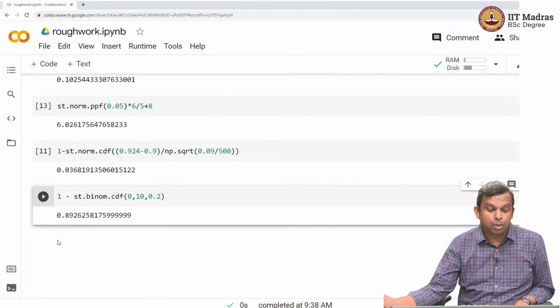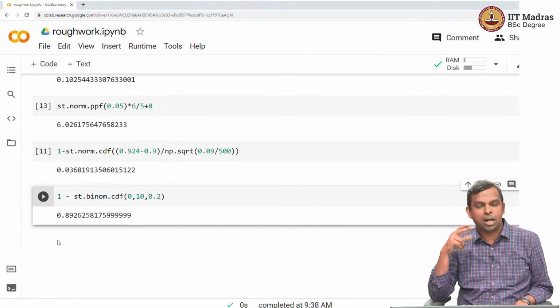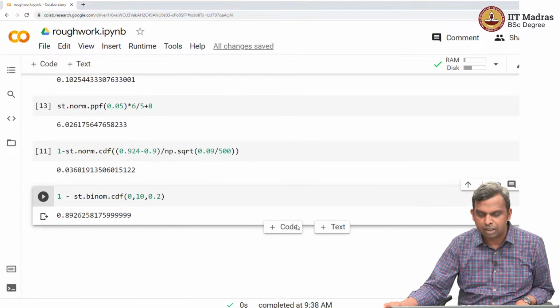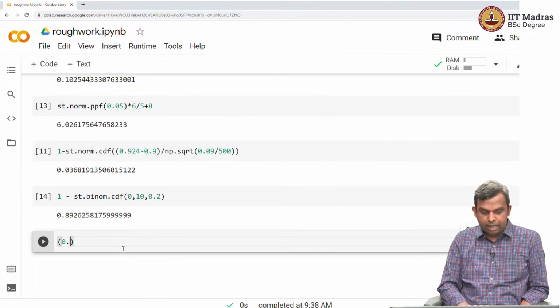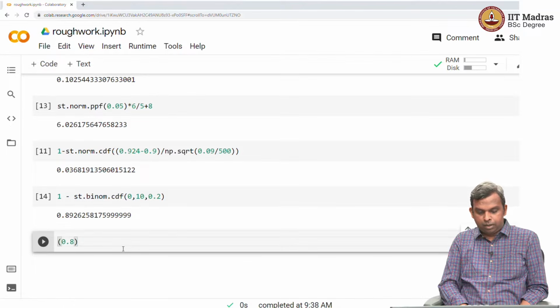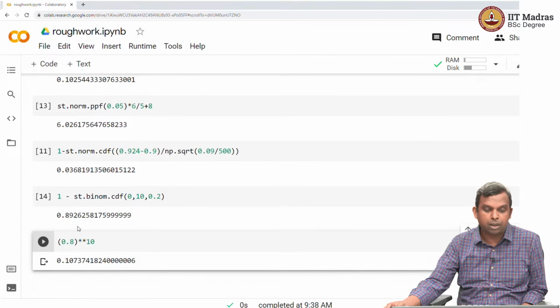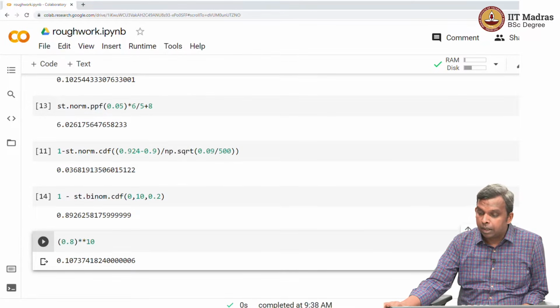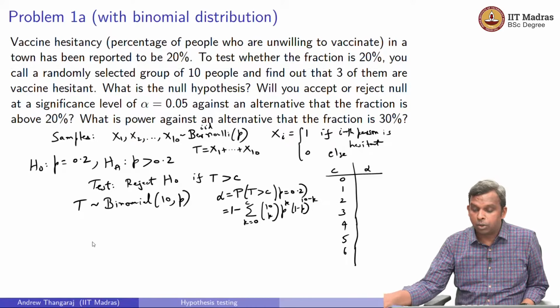This is the probability that the binomial random variable takes values greater than 0, right? It's 1 minus the CDF evaluated at 0. Just to check, it's always good to check whether these things come out correctly. Let me just see 0.8 raised to the power 10. This has got to be some 0.10 something. Yeah, okay, so this is correct. So this one I can delete now. I don't need this. This works out to 0.893.